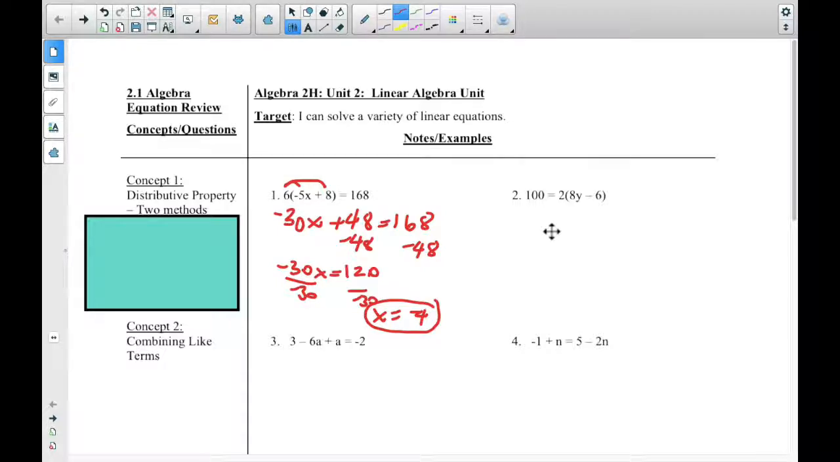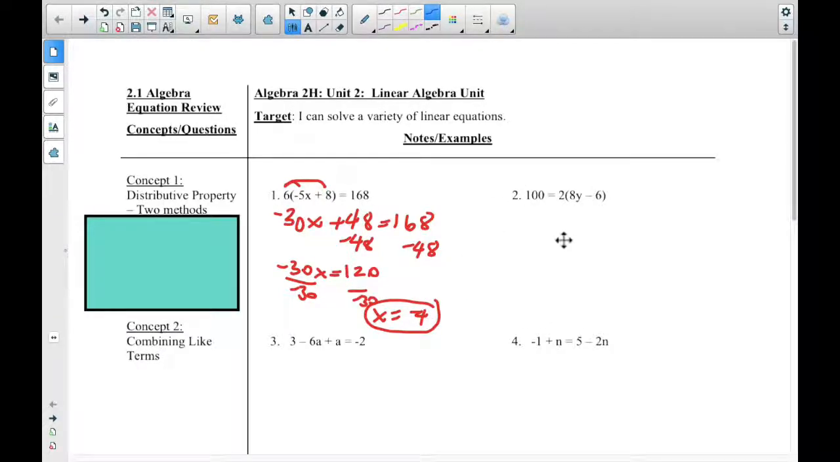Remember, we always should check our answers when we get to the end of the problem. So take out your calculator right now, find your calculator, pause the video here, and check this answer and make sure it works. Okay, you should have been able to see that when you plug in a negative 4, it does work, and the answer is negative 4.